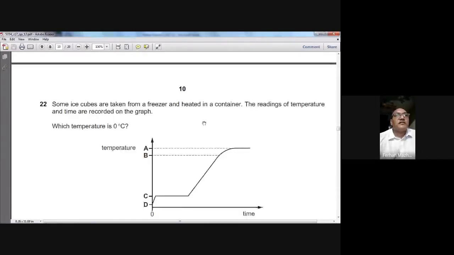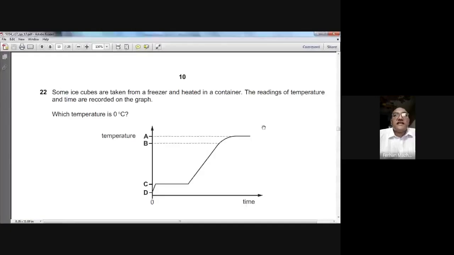Question 22 is on your screen. Some ice cubes are taken from a freezer and heated in a container. The readings of the temperature and time are recorded on the graph. Which temperature is 0 degrees centigrade? When you started your experiment, you had ice cubes taken out of the freezer, so the temperature probably would be less than 0 degrees centigrade.